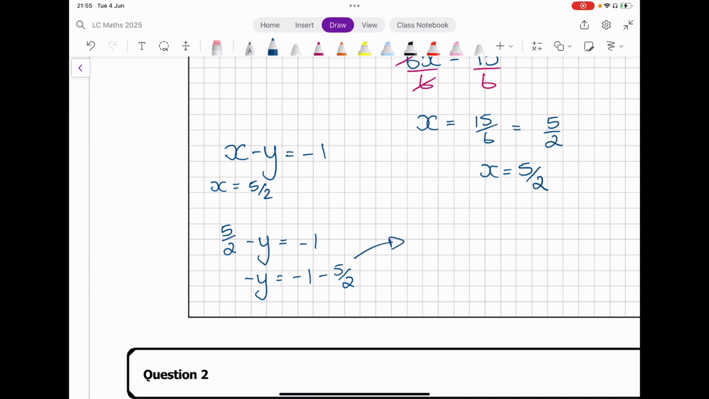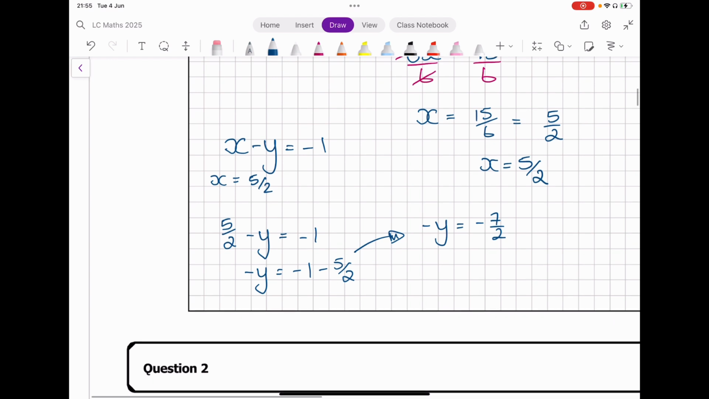I'll bring this up here. Minus y will be equal to minus 7 over 2. You can just throw it into your calculator. You can put them into decimals, whatever you like. And then that number in front of the y there is a minus 1, so I divide both sides by minus 1. Or an easier way of thinking about it is I can just change the signs. Whichever way you want to think about it. So y will be 7 over 2. If minus y is minus 7 over 2, then y is just 7 over 2.